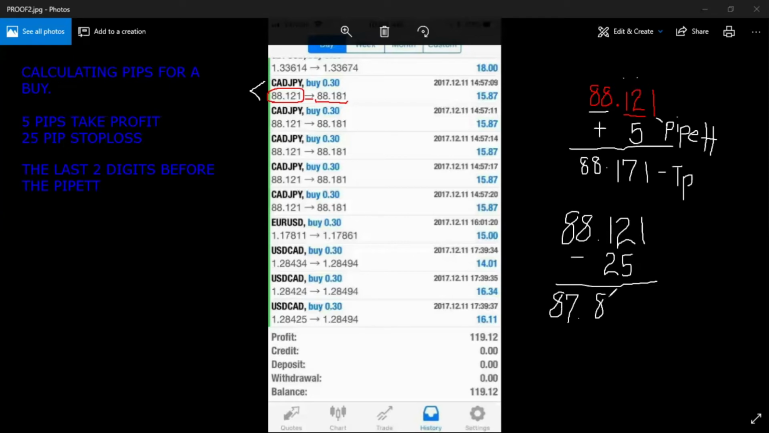As you see, because this is the stop loss, the number should go down. The number should be less than the entry price. Your pipette should always stay the same. You see that? And this is your stop loss.